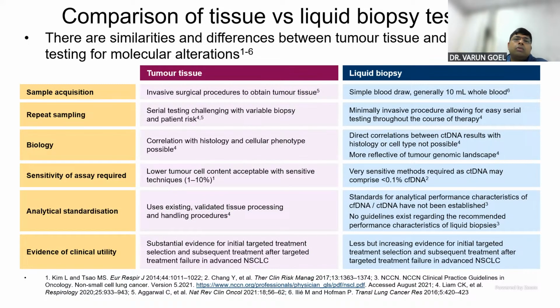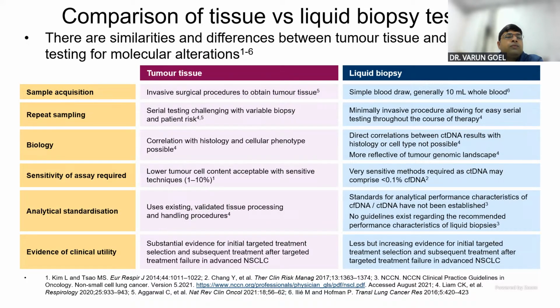Now, a comparison of tissue and liquid biopsy. It may look like a busy slide, but it is very important, so I will go one by one through each and every point. First of all, sample acquisition. For tumor tissue, we have to go for some invasive surgical procedure to obtain tumor tissue. It may be a true-cut biopsy or a bronchoscopy-guided biopsy and so on. But for liquid biopsy, a simple blood draw is sufficient, and only 10 ml is required.